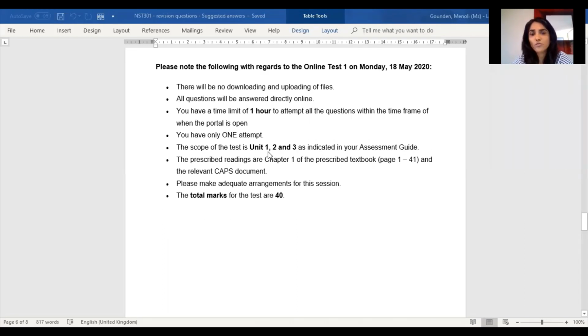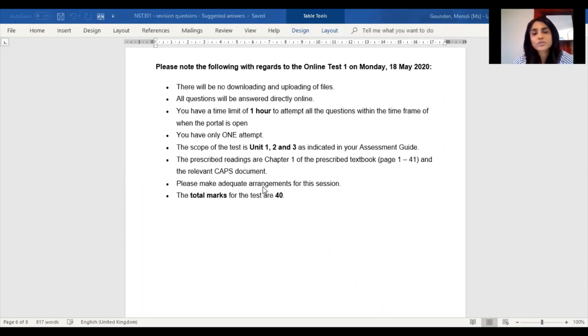I think I've told you over and over again that the units to be covered are 1, 2, and 3. The reading from your textbook, chapter 1, and there's the page numbers. I got a question about which specific page numbers from your textbook need to be covered. So I've put this up as well. It's page 1 to 41. I will be putting all of this information that you see on the screen on ECI. So please don't stress if you're not able to take it down now. There's no need for that.